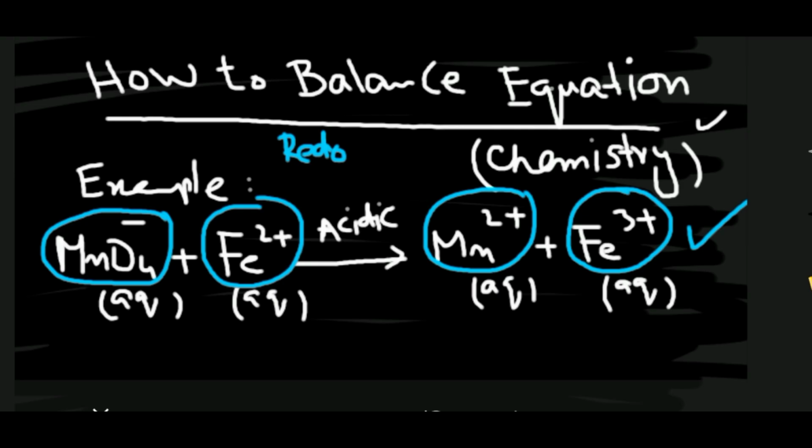So how do we balance chemical equations? Here we will take an example of the reaction of permanganate with ferrous in acidic media, and we will balance this chemical equation step by step, because I have to tell you how to balance chemical equations in a simple and easy way. So let's start.